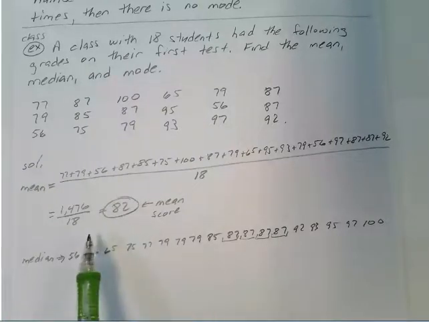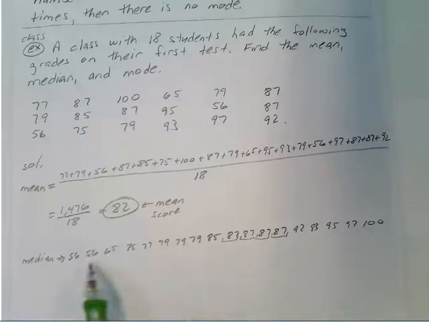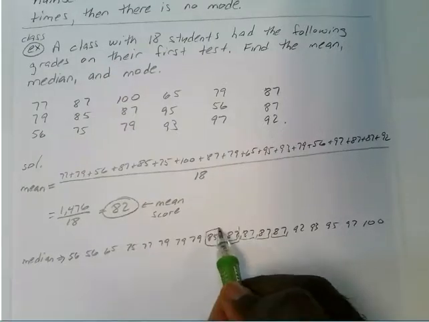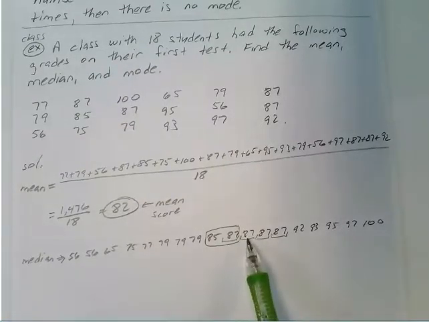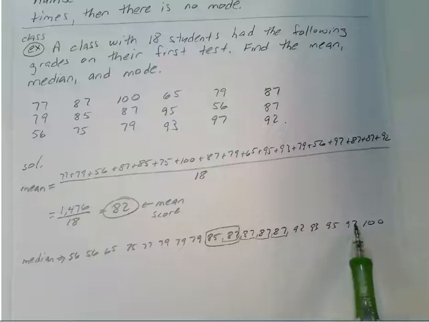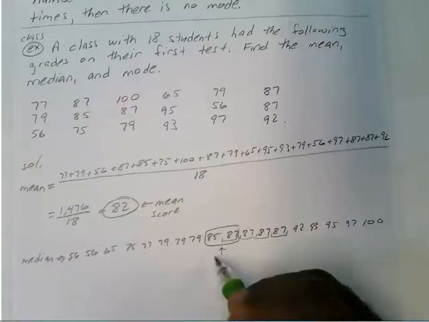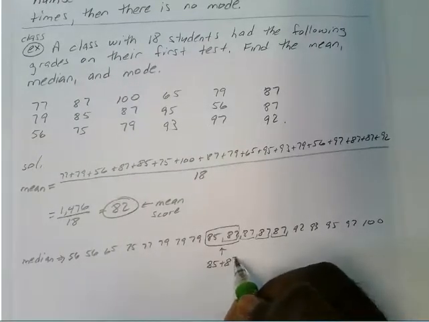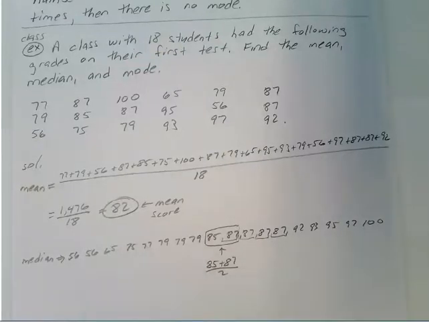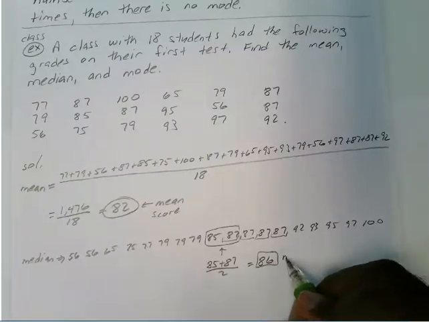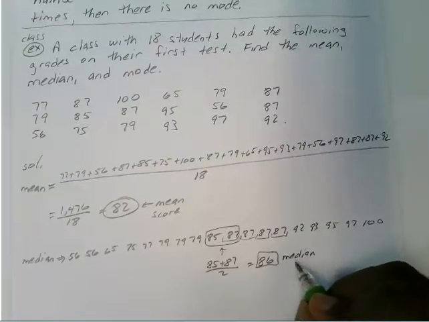Okay, so you see here you have 18 values, which means we have to pick the 2 in the middle. Now the 2 in the middle is this 85 and 87, because you notice here you have 1, 2, 3, 4, 5, 6, 7, 8, and 1, 2, 3, 4, 5, 6, 7, 8. You have 8 on each side of it. So we add those two together, divided by 2. So 86 is your median score.